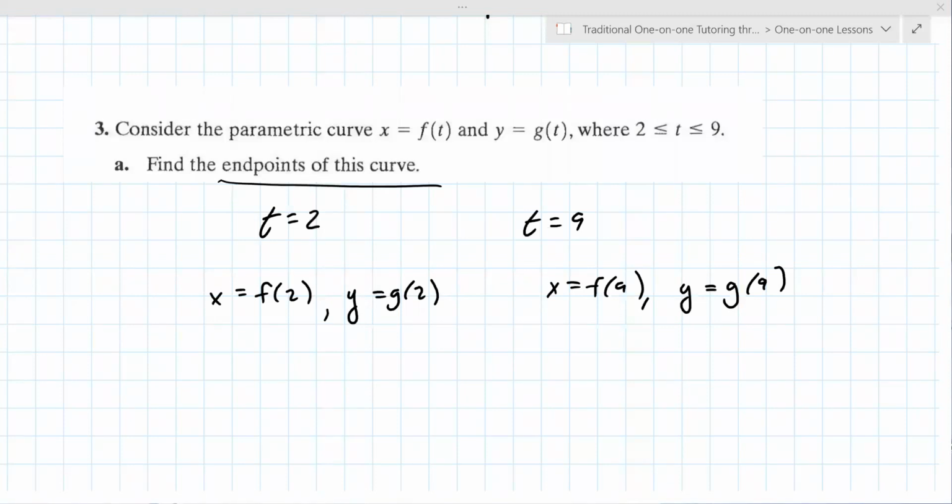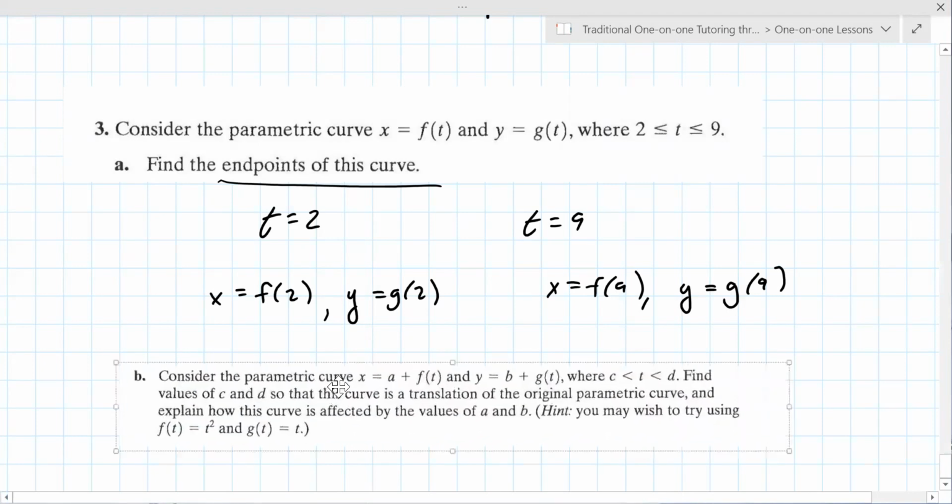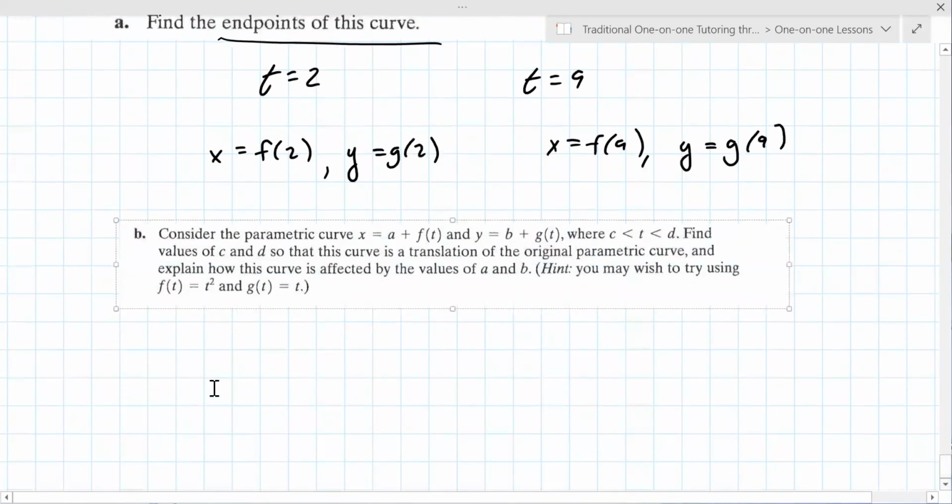Okay, so then part B, and this is purely symbolic. There's no numerical answer here. Part B says consider A plus f of t and B plus g of t, where C is less than t less than D. Find the values of C and D so that the curve is a translation of the original parametric equation. Explain how this curve is affected by the values of A and B. Hint, you may want to try certain values here.